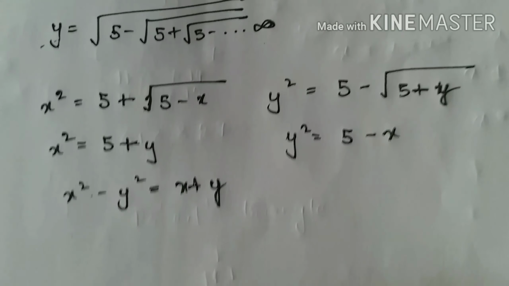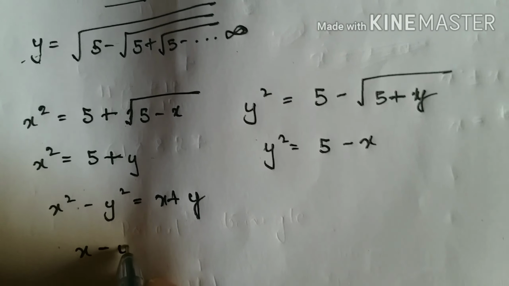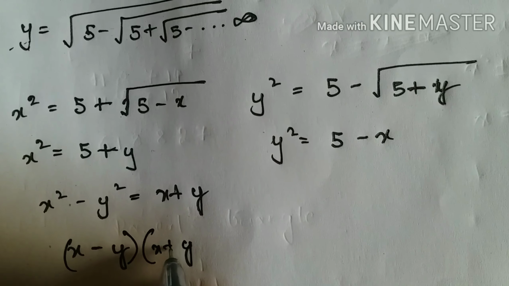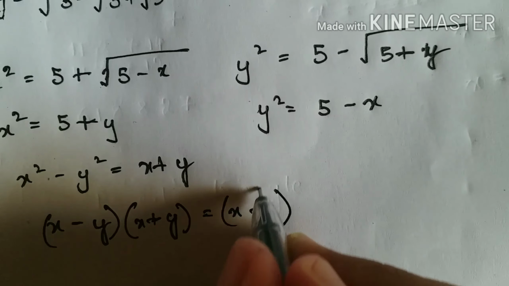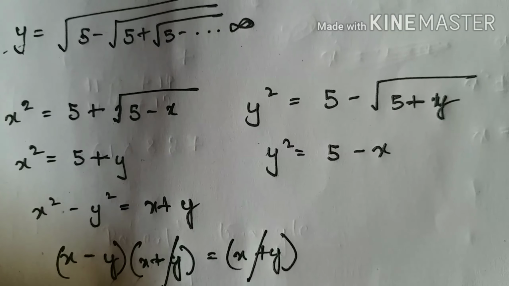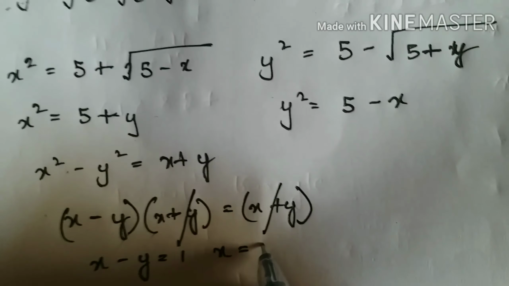Okay, so now x minus y into x plus y is equal to x plus y. X plus y gets cancelled since the sum of these two can never be 0. So x minus y is equal to 1, x is equal to y plus 1.